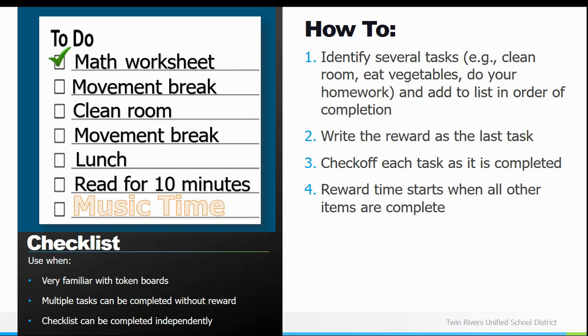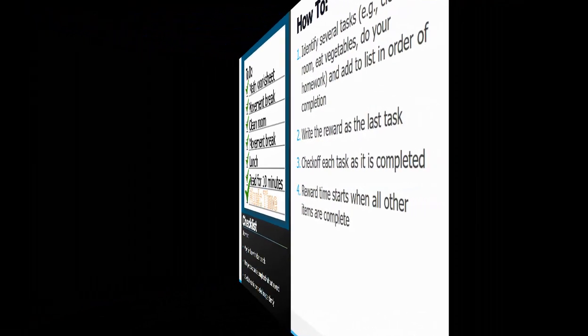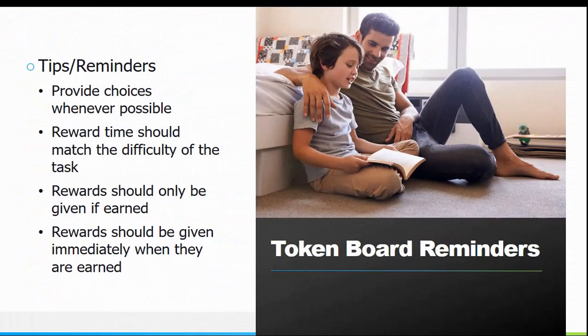As your child goes through the day, they check off the things that they have completed all the way until their reward time, which is music time. That last check means it's music time. You're going to make sure that you are praising them throughout their work tasks, and then when they get to the final reward, that they're immediately allowed access to that. So that's token boards in a nutshell.